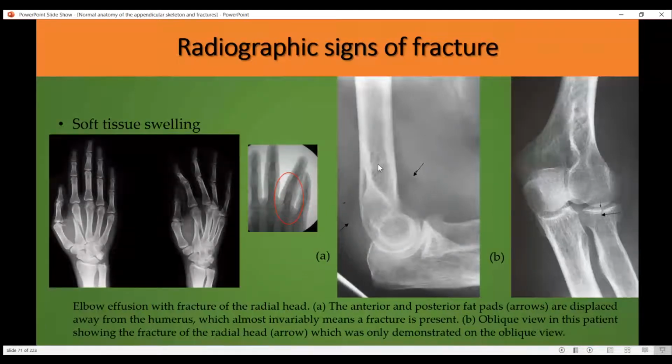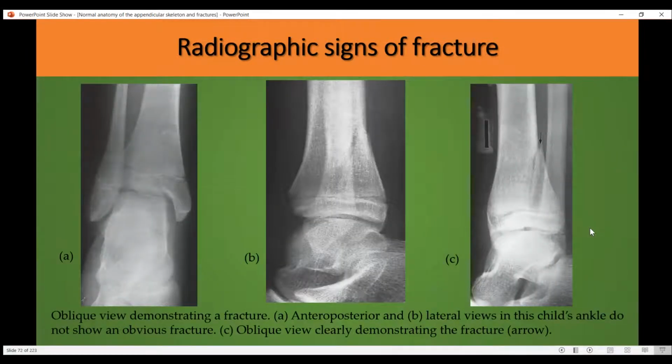In the lateral view, there is no fracture seen on the radial head, but in the oblique view you can see a fracture line present on the radial head. So it is always important to evaluate the musculoskeletal system in two views, so that you can compare the symmetry and the orientation of the anatomical structures in two different views.